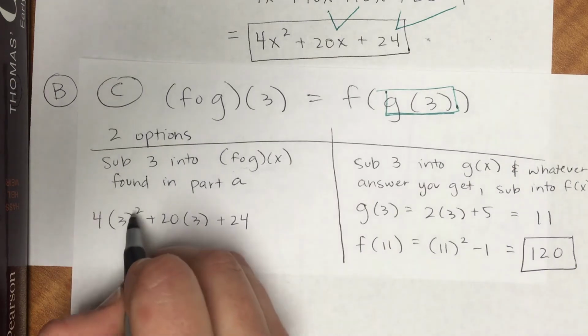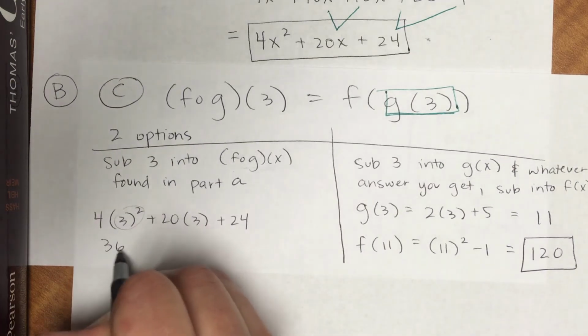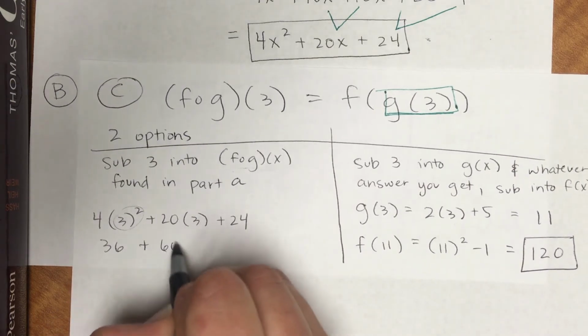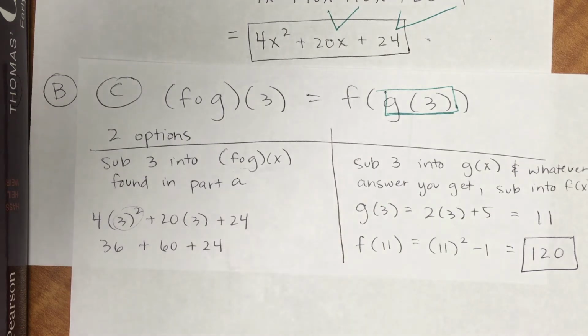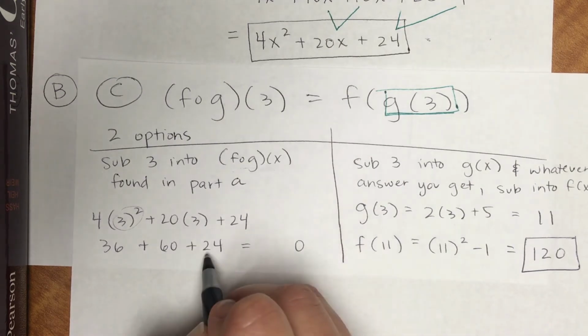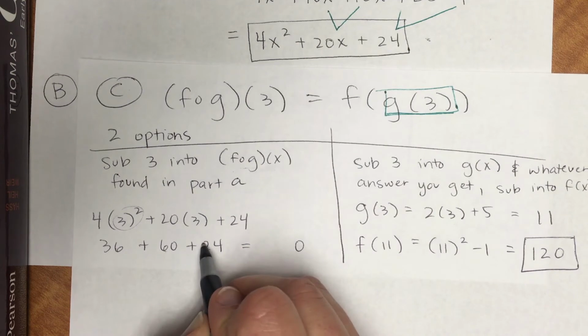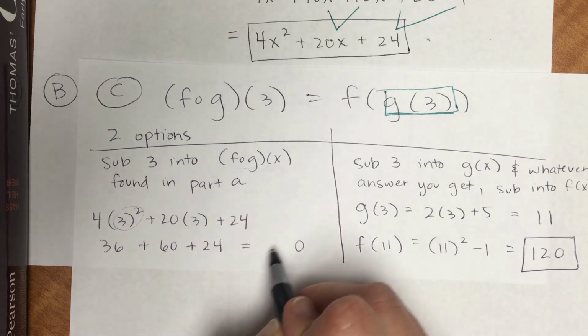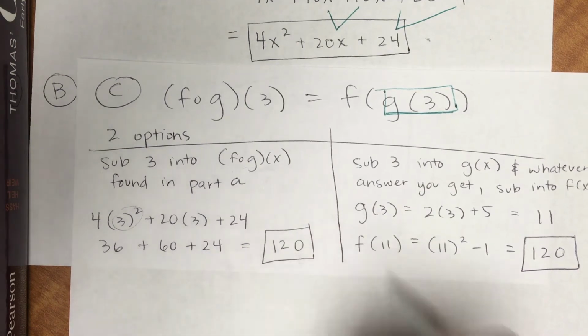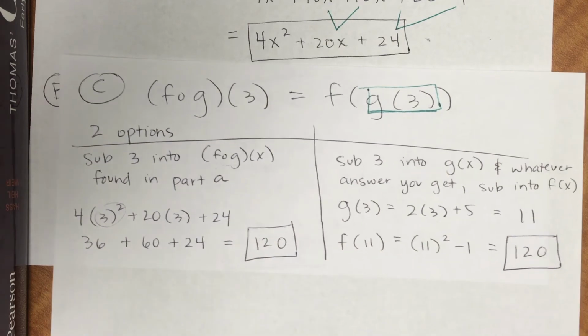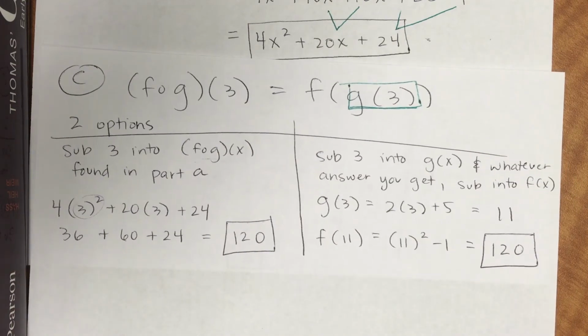Okay, so this would be 9 times 3 is 36, plus 60, plus 24 equals 6, 7, 8, 9, 10, 11, 12. There we go. Perfect. Yay. So they equal 120 regardless, whichever way you do it. It's just your call.